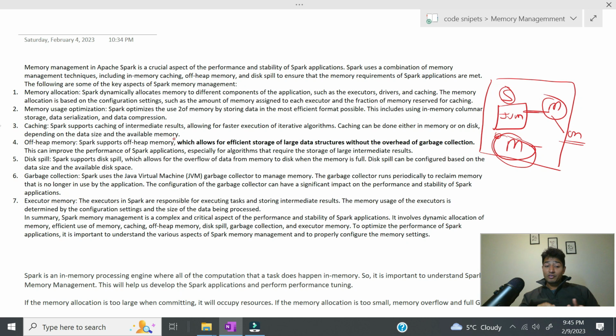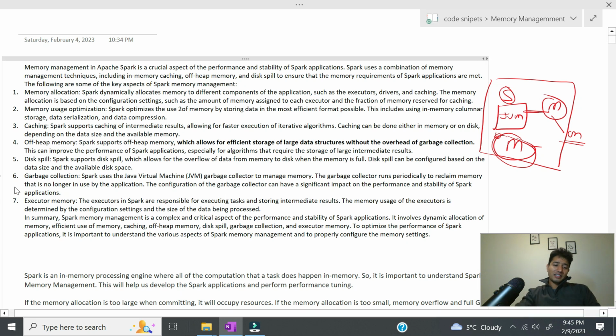And the final one is the executor memory, which obviously everyone loves. Everyone has heard it multiple times. Executors in Spark are responsible for executing tasks and storing intermediate results.